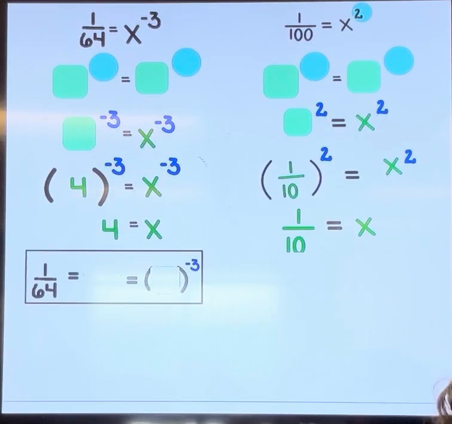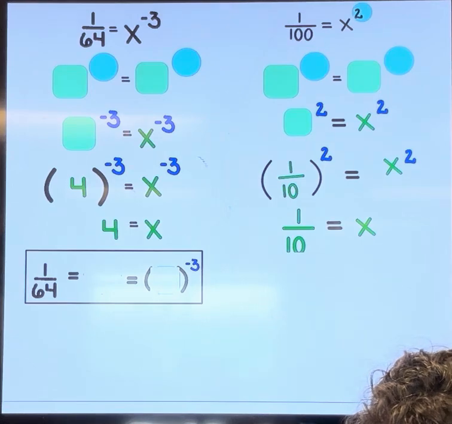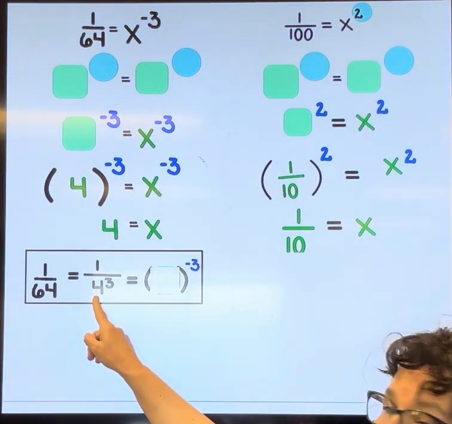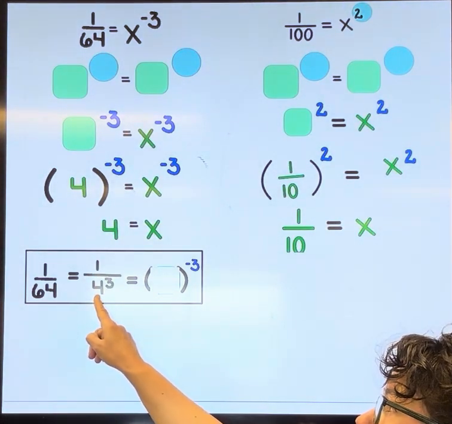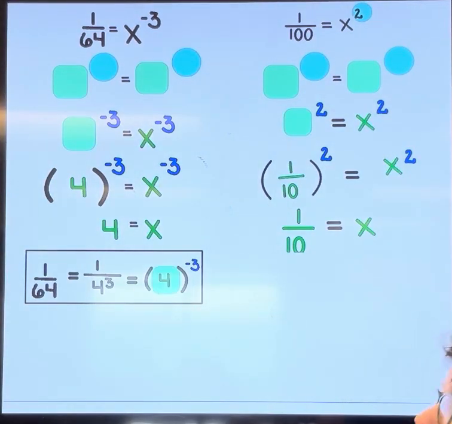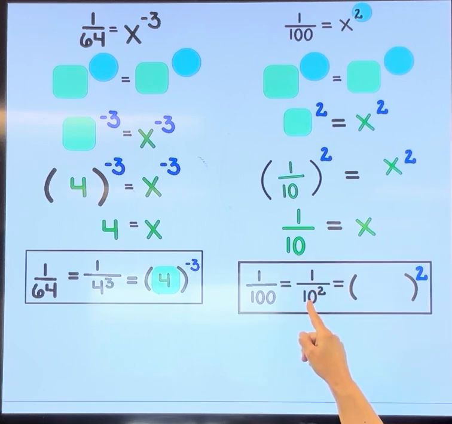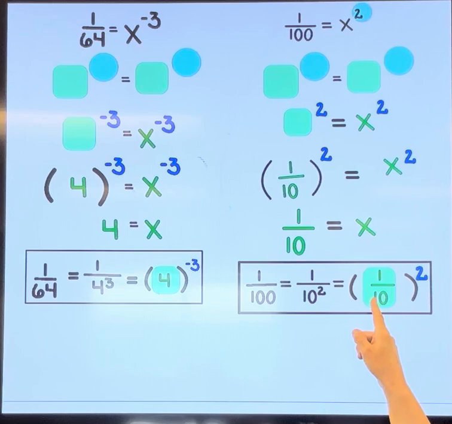So this is just a quick reminder here. I made 1/64, thinking of that as 1/4 to the third, and then 1/4 to the third is 4 to the -3. For this one, the 1/100, I'm thinking of that as 1/10 squared, but that is the same thing as 1/10 times 1/10 gets me back to 1/100.